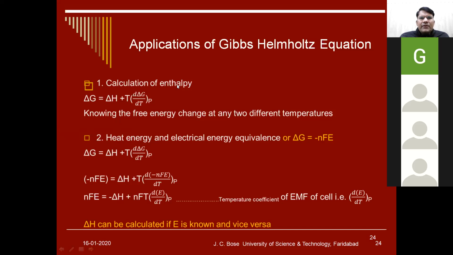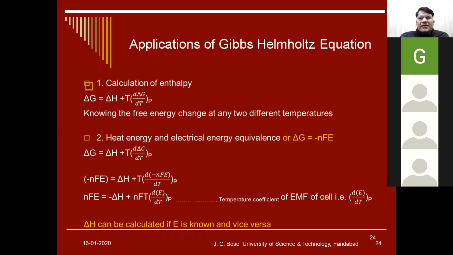This form is useful in the calculation of enthalpy of a system, because delta G equals delta H plus T times del by del T of delta G at constant pressure. If we know the free energy change at any two different temperatures, suppose delta G1 and delta G2 at temperatures T1 and T2, then this term d by dT of delta G will be known to us. Then delta G is also known, and the value of delta H can be calculated from here.